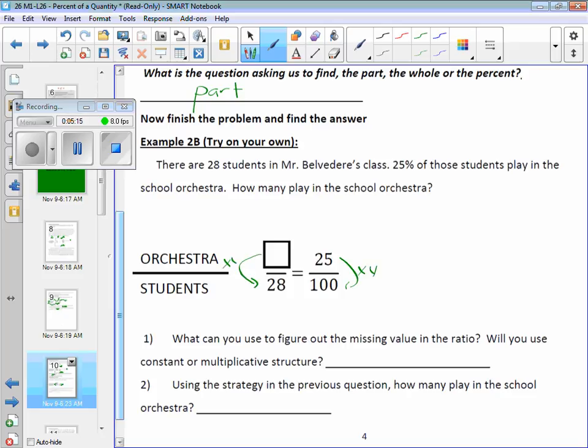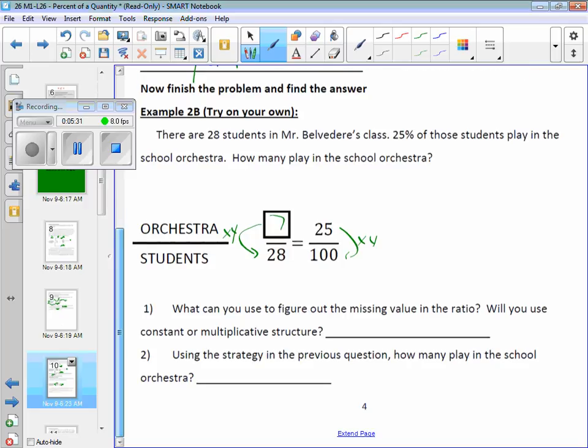So now you have to say to yourself, what times 4 makes 28? Or 28 divided by 4 if you go backwards. 7. 7 out of 28 play in the school orchestra. Did we use constant or multiplicative structure? And the answer is 7.